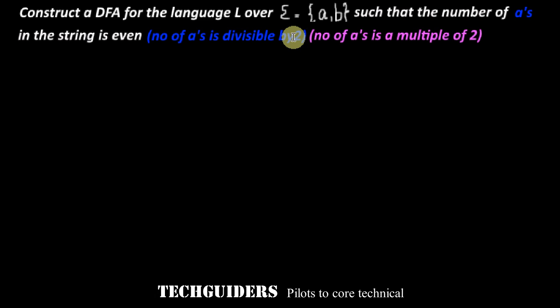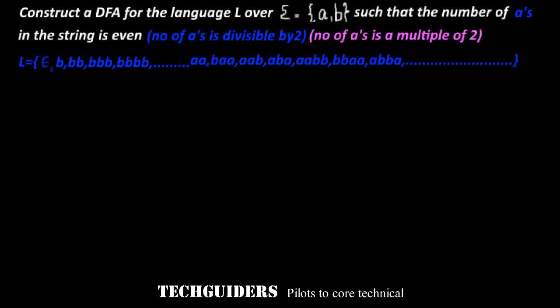In the last video we considered string length as even. Here just the number of A's in the string should be even. Then what all strings should be in the language? Strings in which number of A's is 0, meaning epsilon, B, BB, any number of B's. In all such strings the number of A's is 0. Then strings in which number of A's equals 2, strings in which number of A's equals 4, and so on.